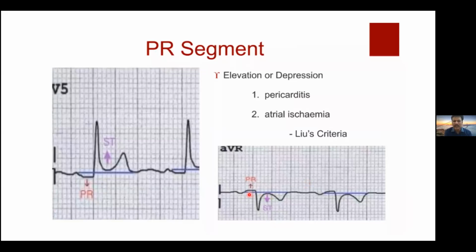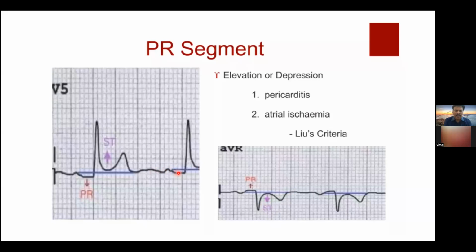See here, the PR can be elevated here. See here, the PR segment may be elevated or depressed. So it can be there in pericarditis and in ischemia. So this is the way. It is a subtle change. How I am saying PR is elevated, I can see it with my eyes, but you cannot see. As simple as this.